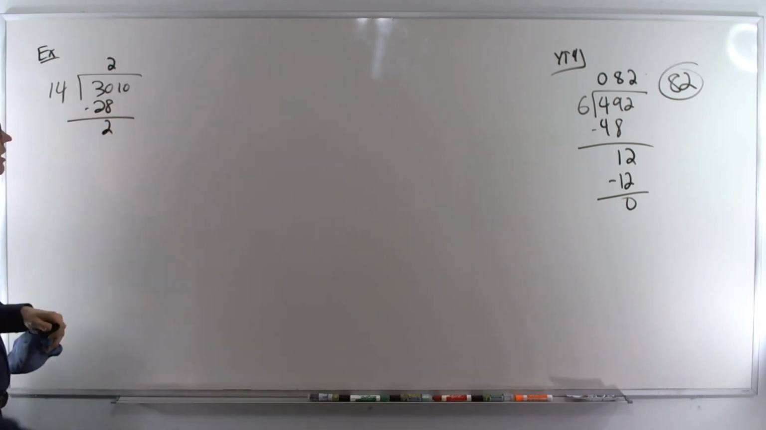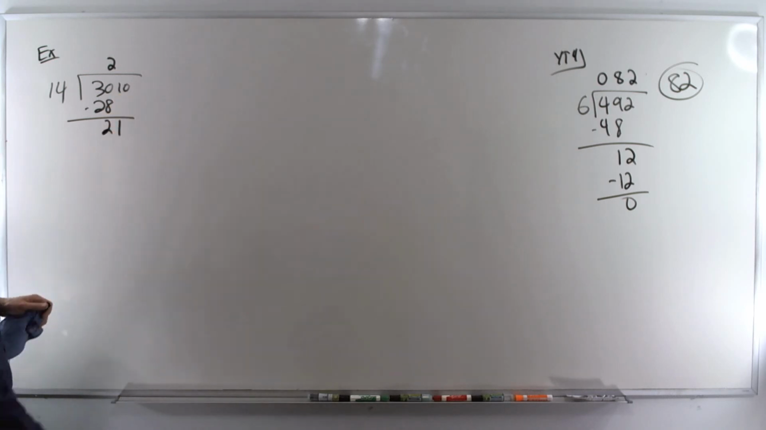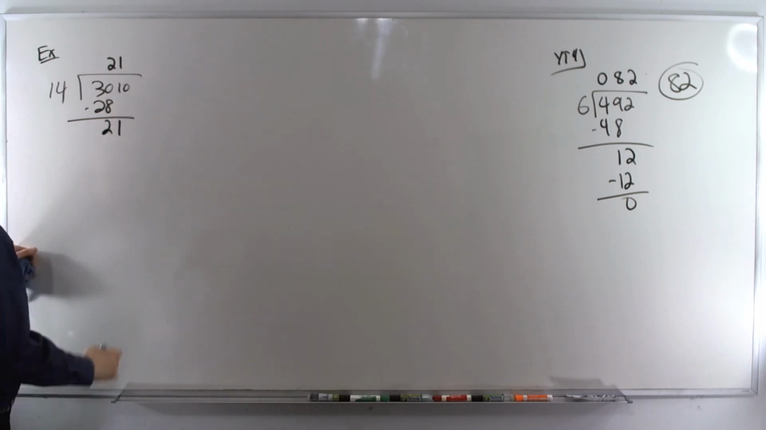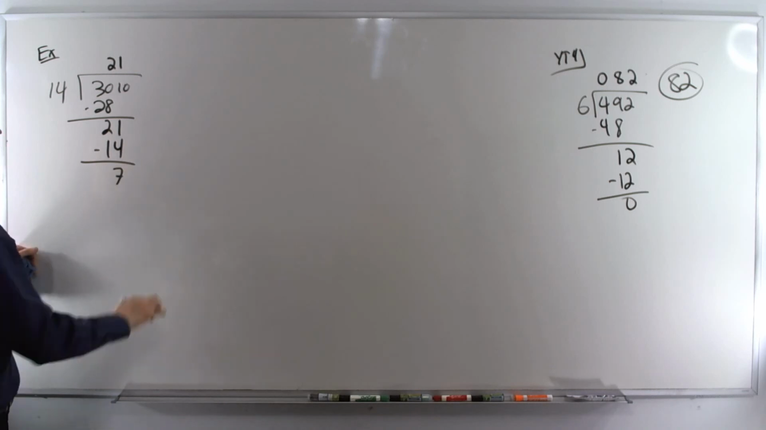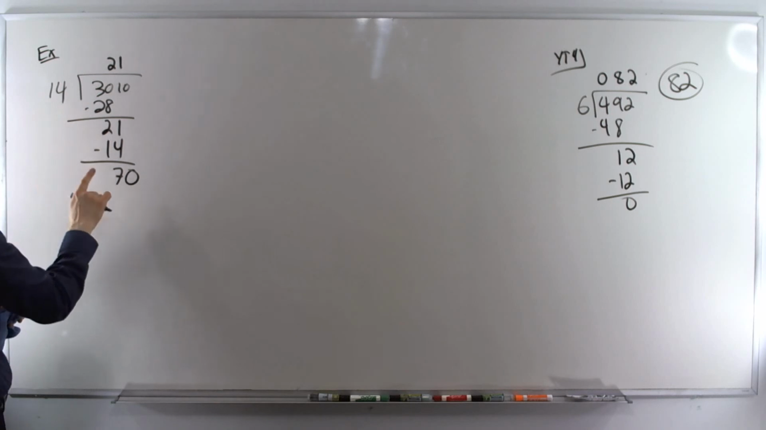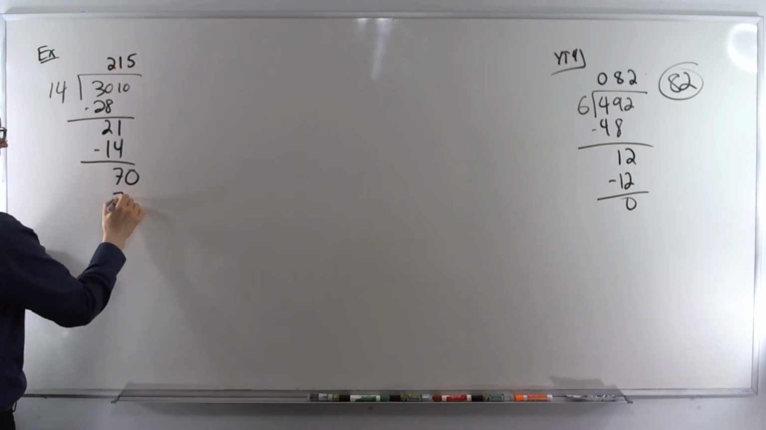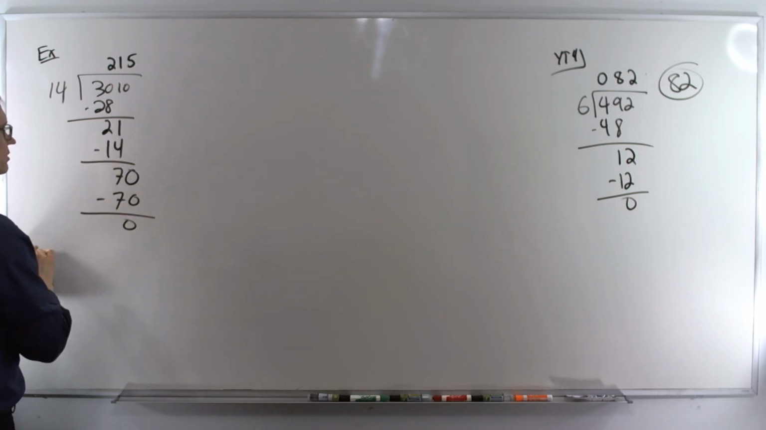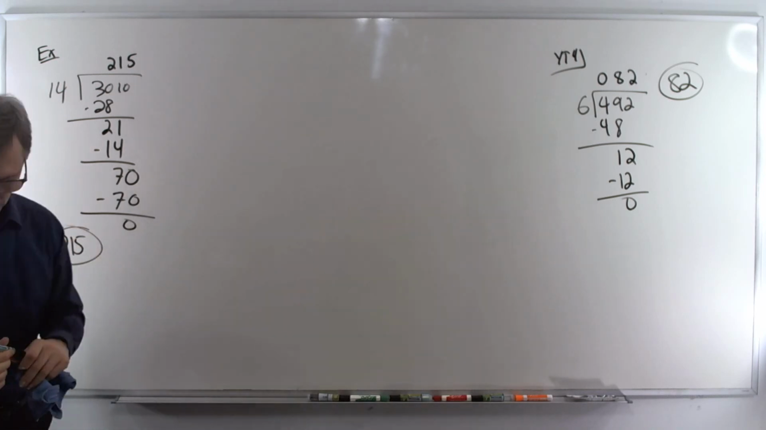There's the end of the first cycle, and we'll bring down the 1. Now 14 goes into 21 one time. So 1 times 14 is 14, and subtract to get 7. Bring down the 0, and we do 70. How many times does 14 go into 70? That'll be 5 times. 5 times 14 is 70, subtract to get 0. So our answer is 215.